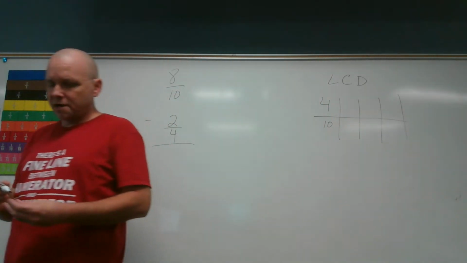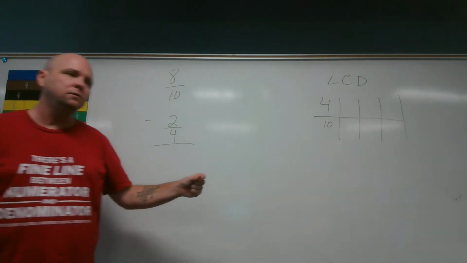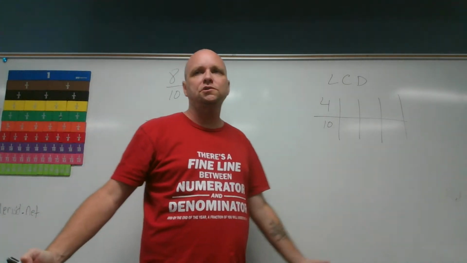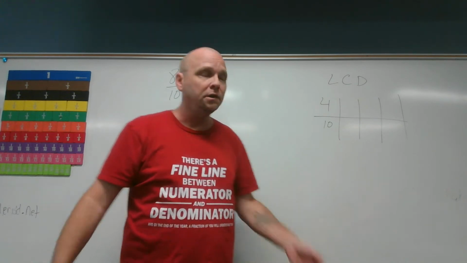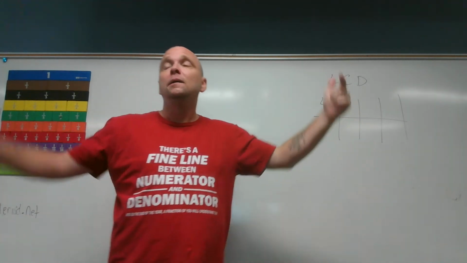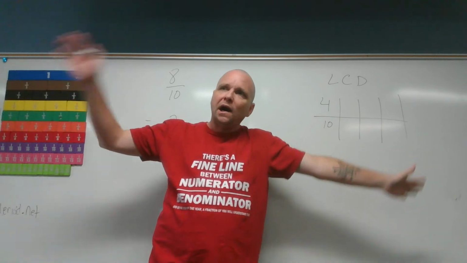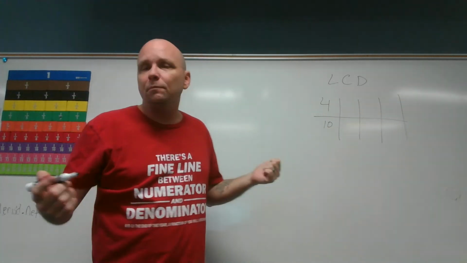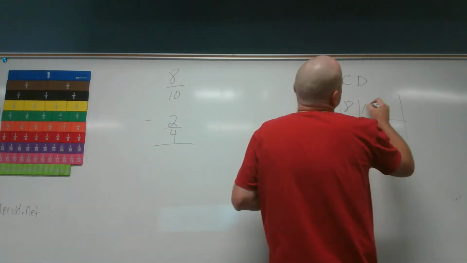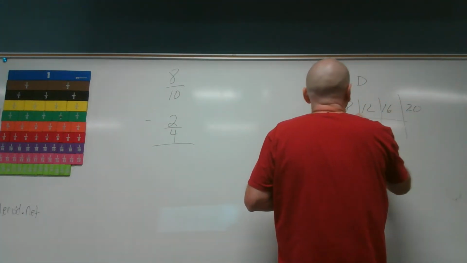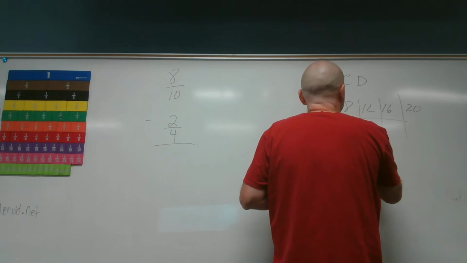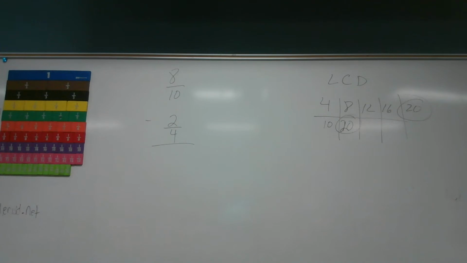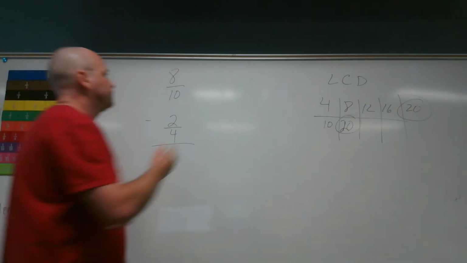So what I'm trying to do is find the first multiple they have in common. Luckily, on your test you're going to have access to a multiplication chart because you'll be allowed to use your journal, so you wouldn't even have to write all this out. But because I want to show everybody, I'm going to write it all out. So I'm going to list my multiples. Think multiplication chart. 4, 8, 12, 16, 20, 10, 20. Boom! I got it. My least common denominator is 20.